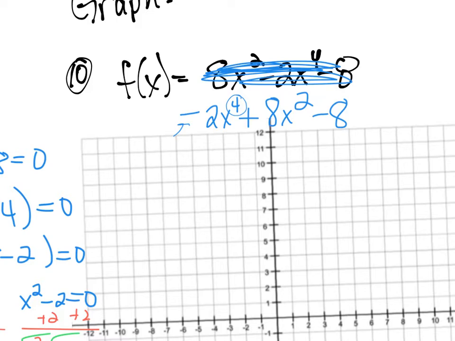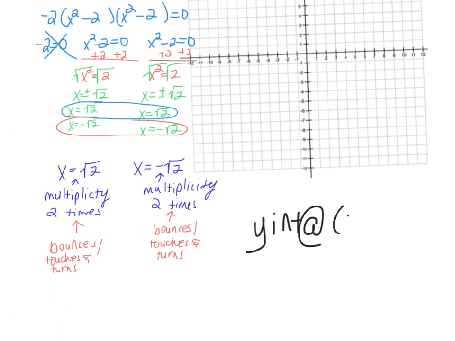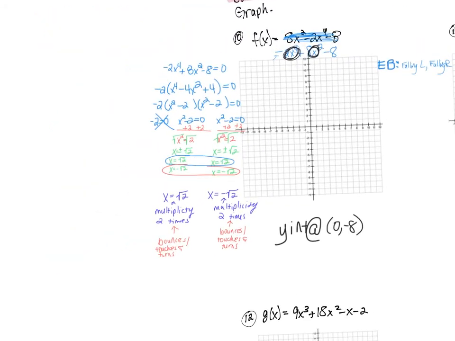Plug it in. Plug in 0 for x. No x, basically. So what is my y-intercept? -8. At 0, comma, -8. Just making sure. All right, now, let's go through and graph.